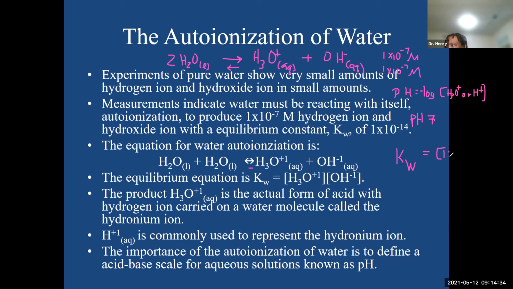of H3O plus times the concentration of OH minus, right? Because we know that water is a liquid, H2O is a liquid, so we're not going to take it into consideration for our equilibrium constant.